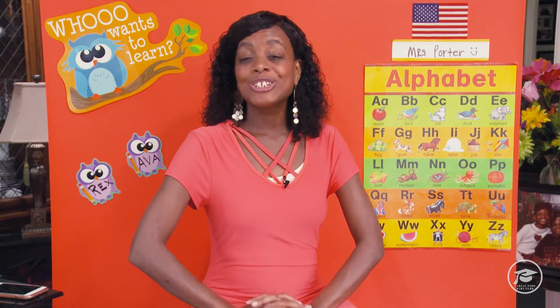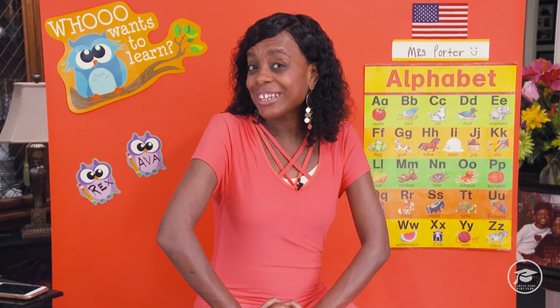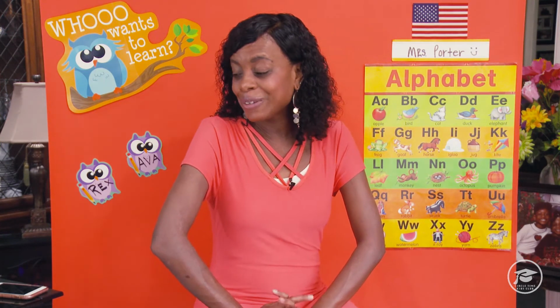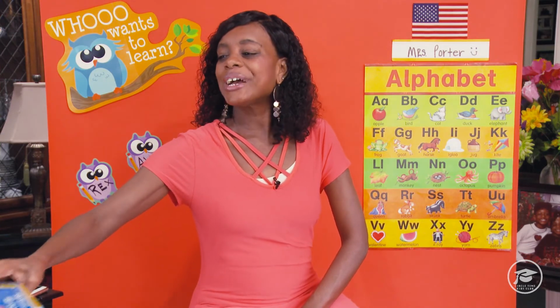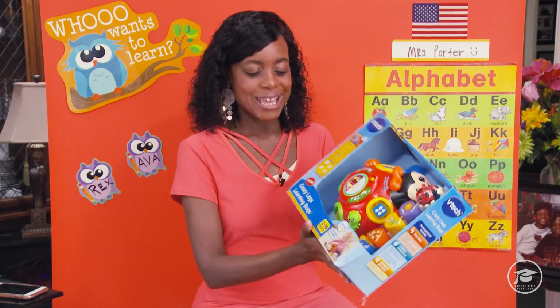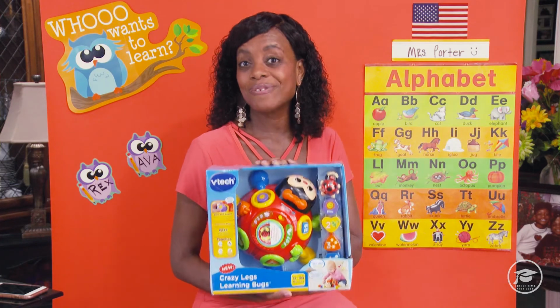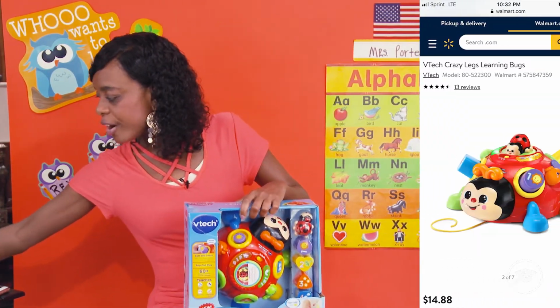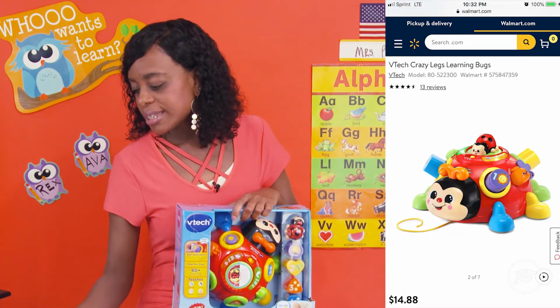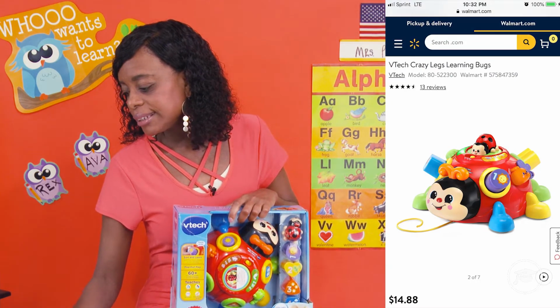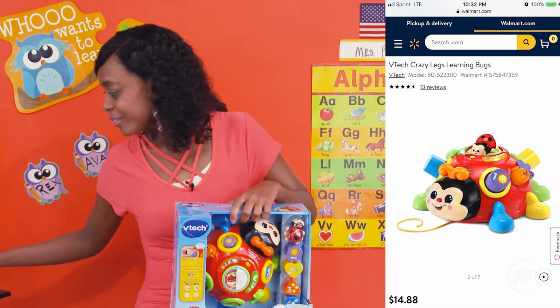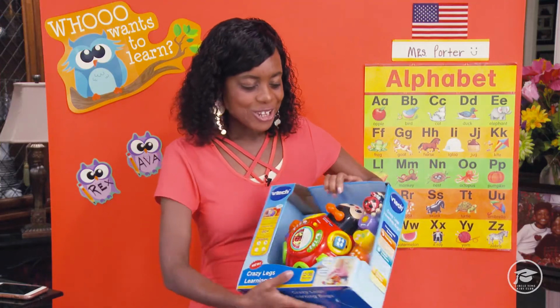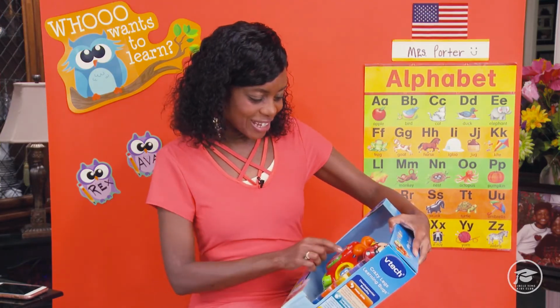Now, we're going to do an unboxing. Are you ready to see what toy we have today? This toy is called Crazy Legs Learning Bugs. This is by VTech. And this toy is at Walmart. And it retails for $19.88 at Walmart for the parents. And I know my friends, we want to go ahead and get into it.